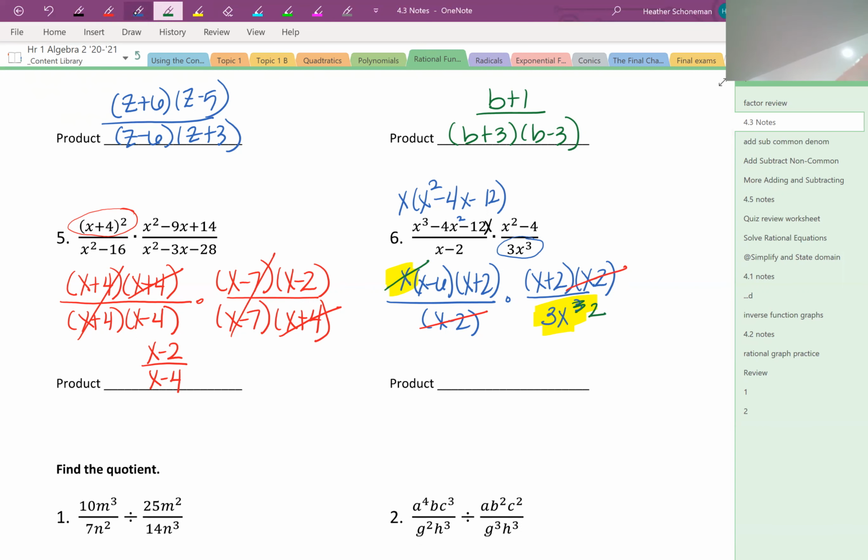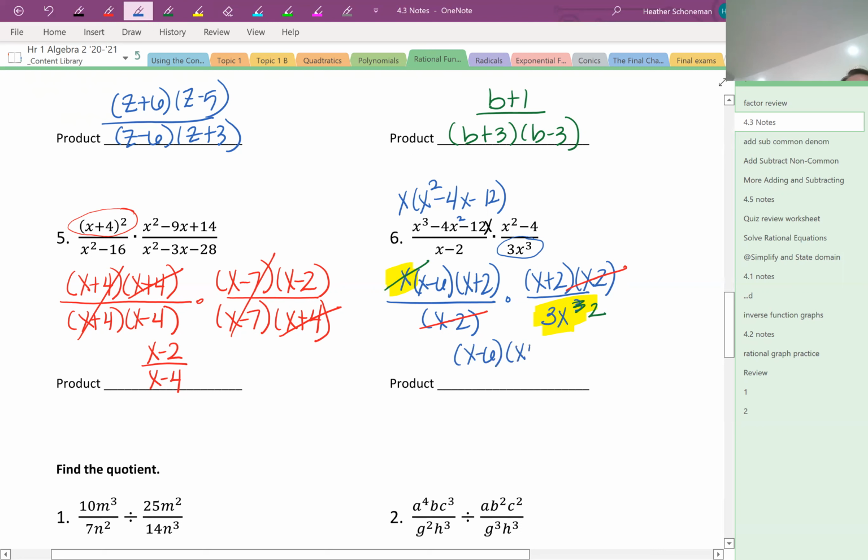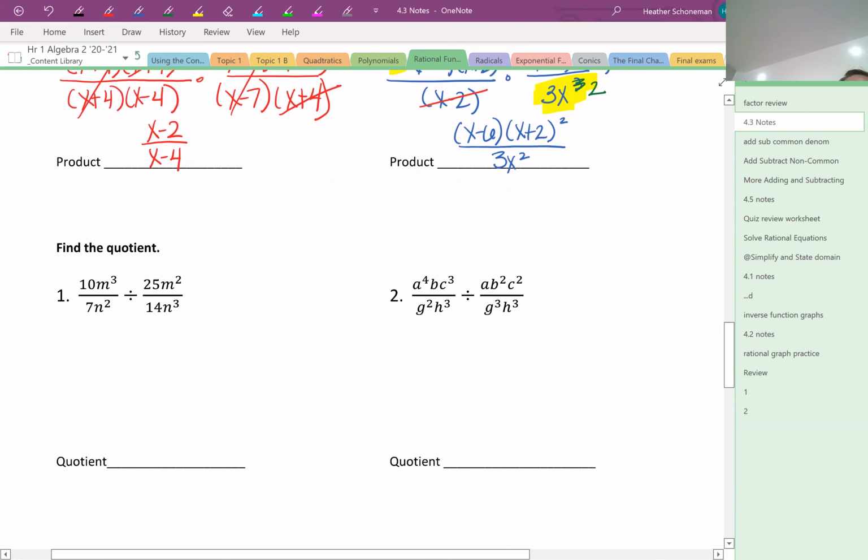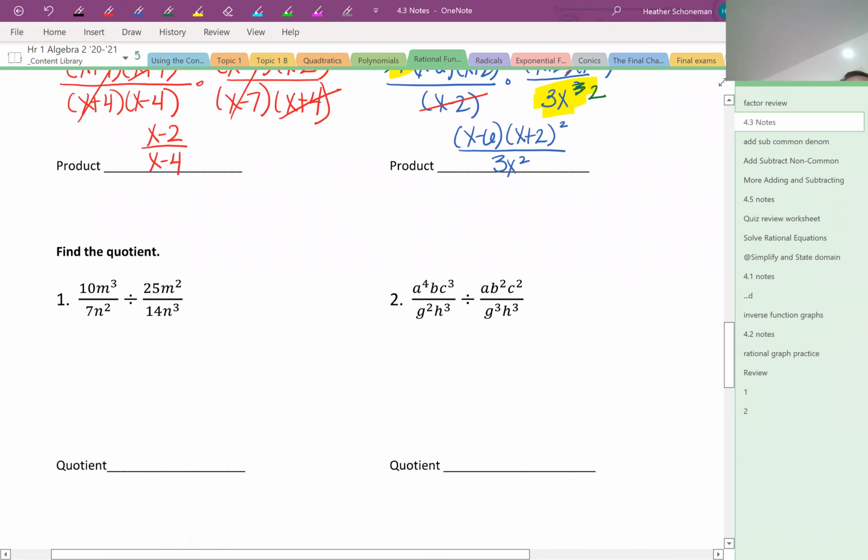So now when I write my final answer, on the top, I have x minus 6 and then x plus 2. And I can write another x plus 2, or couldn't I just write x plus 2 squared because there's 2 of them? On the bottom, I have 3x squared. Do these squareds cancel? Absolutely not, because here it's squaring x plus 2, here it's squaring x. Those are not matching.